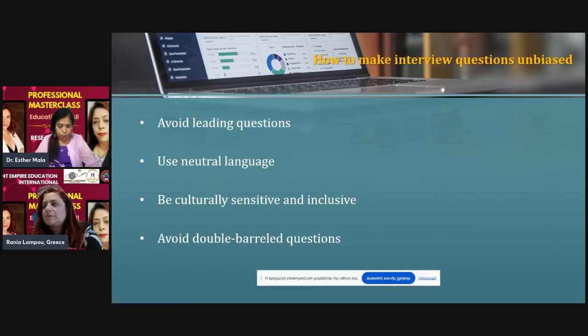So avoid assumptions based on stereotypes, background, or identity. Try to phrase questions so anyone can relate or respond. Instead of saying, how do you balance work or family as a mother? You could say, how do you balance different responsibilities in your life? Avoid double-barreled questions. Don't ask two things at once, which can confuse respondents.